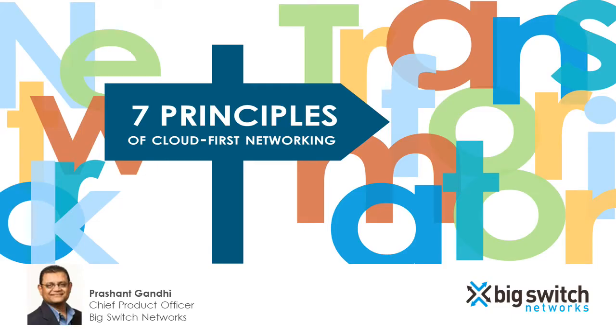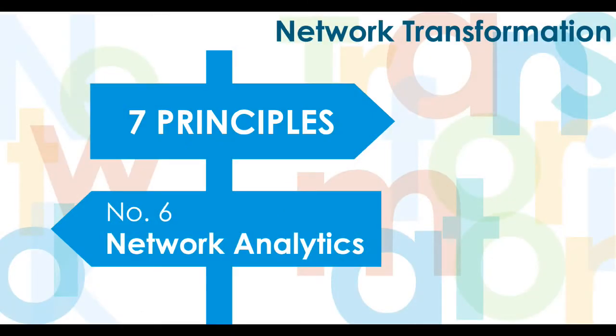Let's move on to the next sign. All right. Number 6, network analytics. Network analytics are critical to rapidly identifying application performance and connectivity issues, as well as capacity planning. We're going to jump into our next poll.